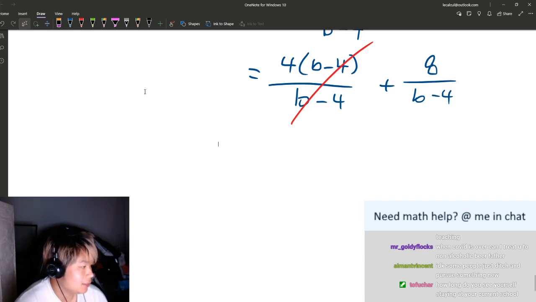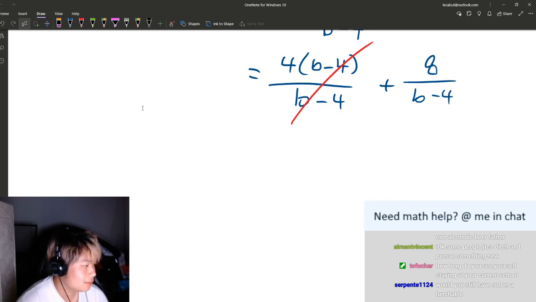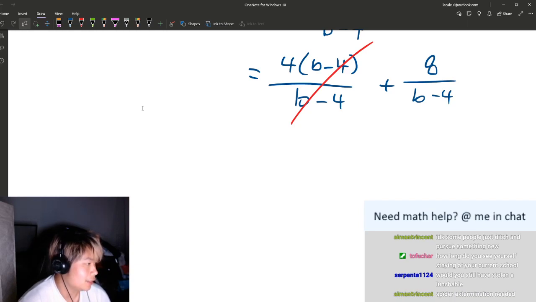How long do you see yourself staying at your current school? Would I have still stolen a Lunchable? 100%. I just wouldn't have gotten caught. I don't know how long I'll stay at this current school. I really like it, and I wouldn't have stayed this long so far if I didn't.